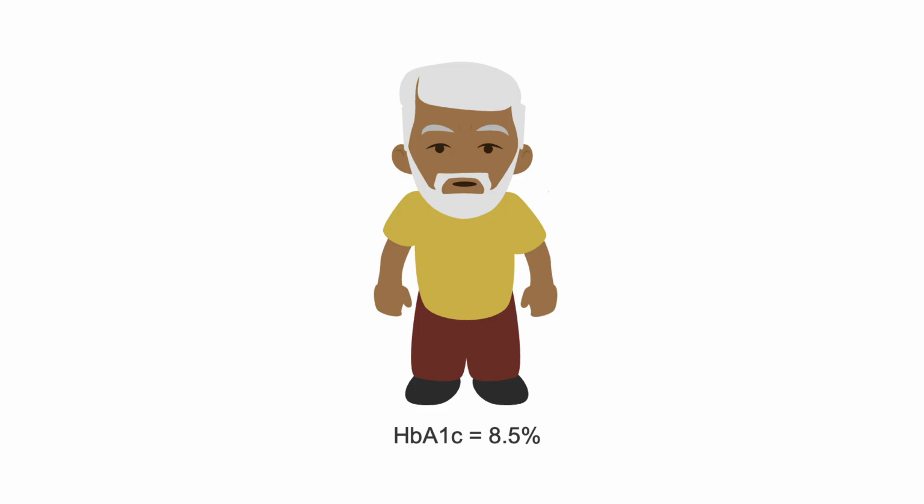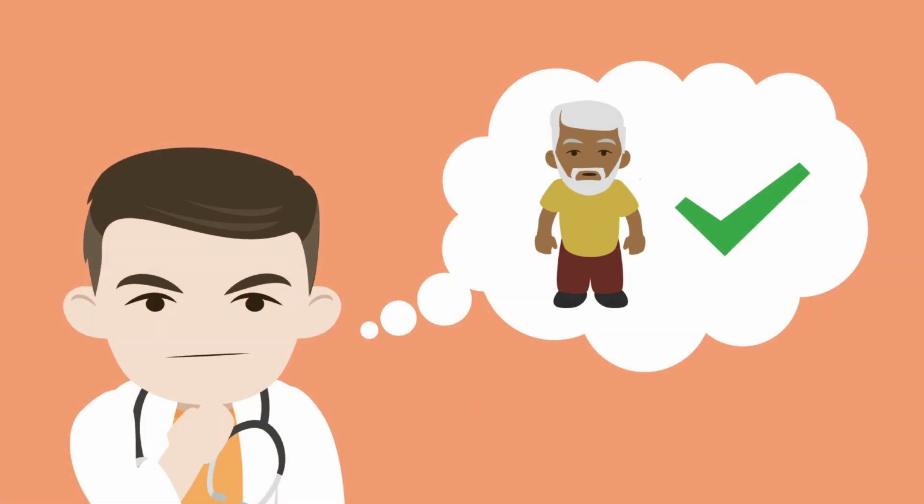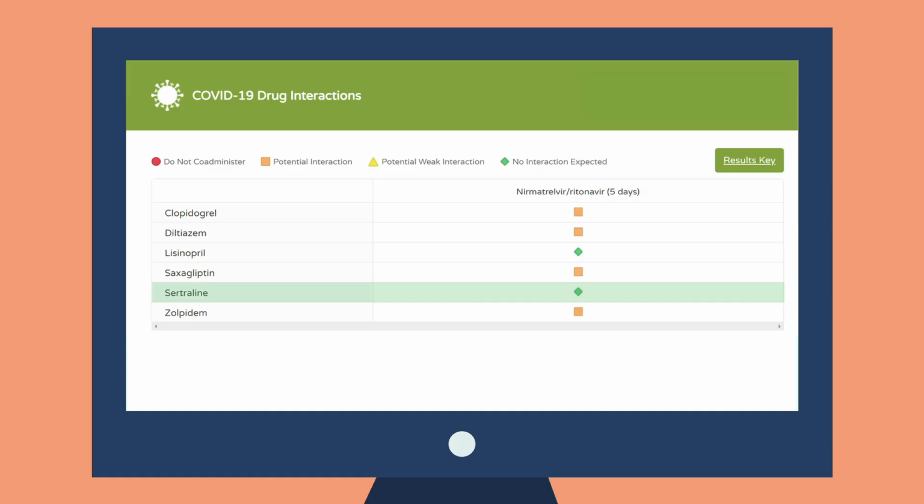His hemoglobin A1C is 8.5%, which may make you think he's not at risk for hypoglycemia, but the hemoglobin A1C doesn't tell us about the day-to-day fluctuations in blood glucose he may have. Now, I didn't give you the dose, but from a global decision-making perspective, you should consider reducing the dose while administering nirmatrelvir/ritonavir if your patient is taking a higher dose. Or you could have him monitor his blood glucose with a glucometer a few times a day while he's being treated for COVID. We're not worried about sertraline because no interaction is expected.